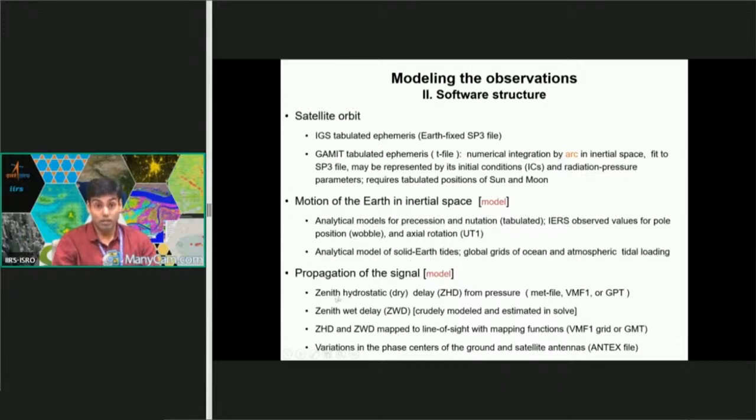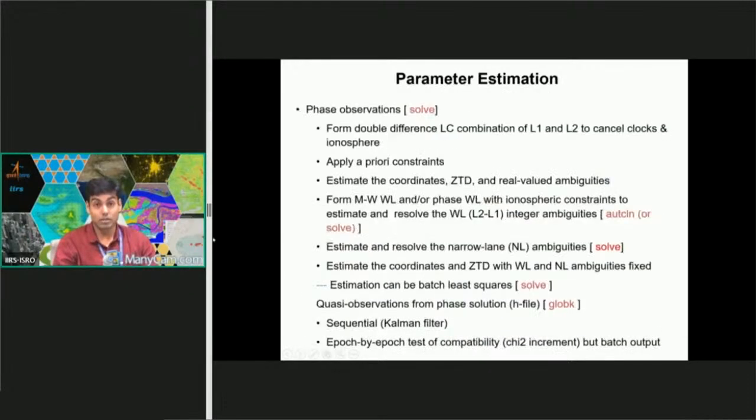We use this model. Then we use zenith hydrostatic dry delay from pressure, and zenith wet delay is crudely modeled and estimated in the solve. So we get a very precise dry model, but we may not get a very precise wet delay, because it is very difficult to model the wet delay. And this we map to the line of sight with a mapping function using GMT software, with variation in the phase center of the ground and satellite antenna.